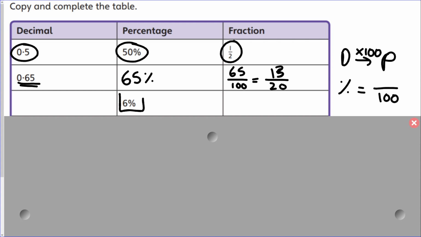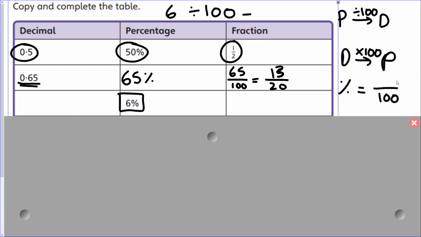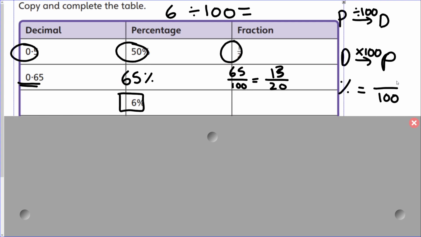This time they've given me the percentage 6%. Well, I know to get from decimal to percentage, I need to times by 100. So to get from percentage to decimal, I need to divide by 100. So this time I've got 6 divided by 100. There is no decimal point in the number 6, so it goes at the end. So there we are. We divide that by 100 and we should get 0.06.